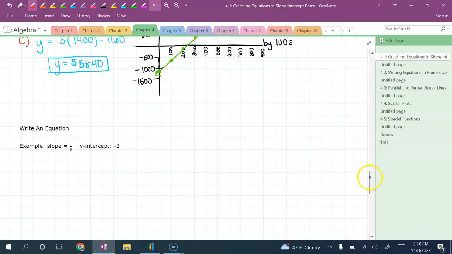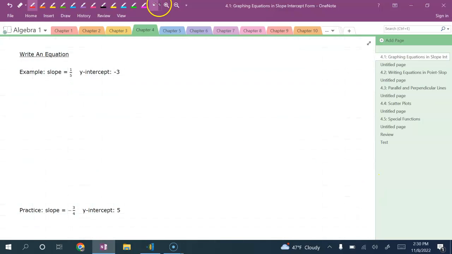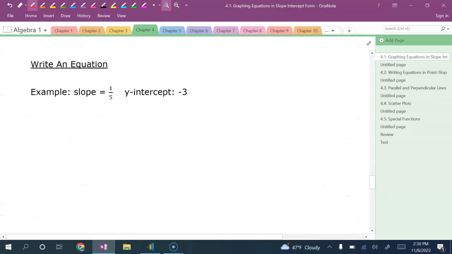The last thing I want to talk about in this section is if they give you some information about the graph, they want you to be able to write the equation, and then we should still be able to graph it like we have been graphing it previously. So these last ones are going to give you what the slope of the line would be and what the y-intercept would be. So remember that your slope would be your m value, your y-intercept would be your b value.